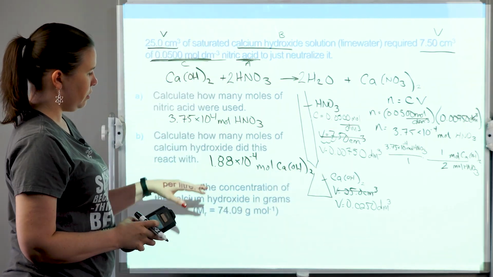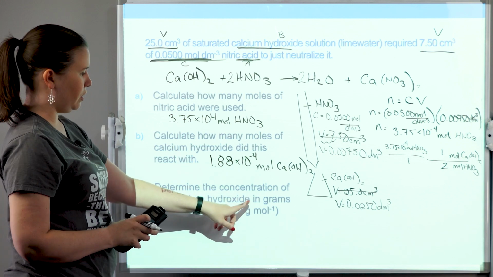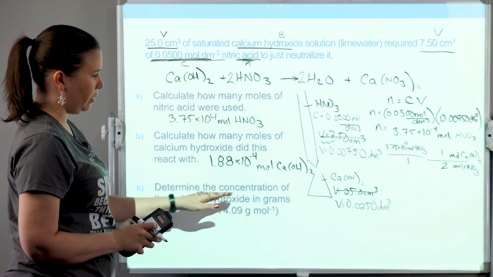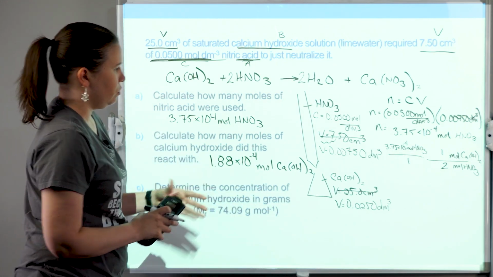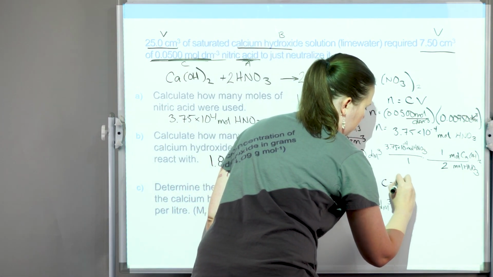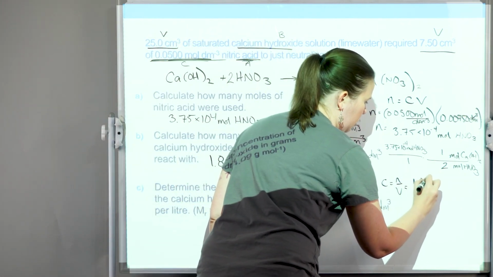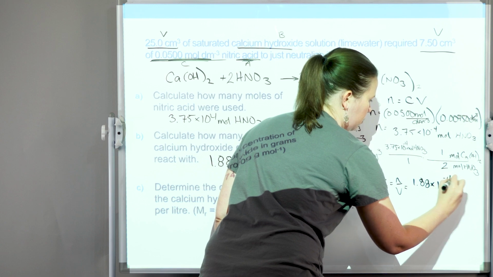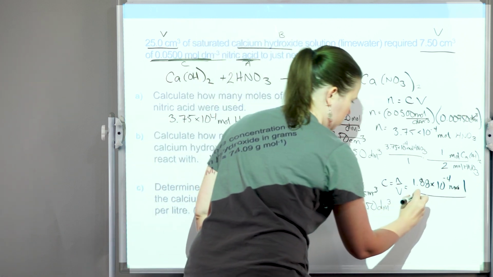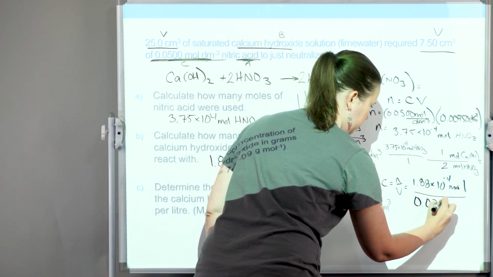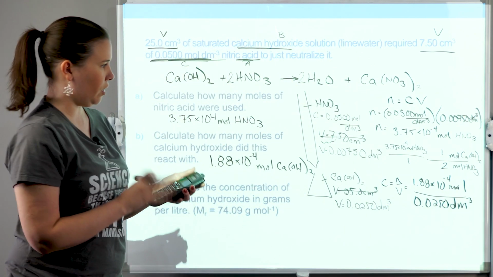All right, so now let's use this together to find the concentration of my calcium hydroxide. And it does ask for it in very specific units. So I'm going to go ahead and find my moles per decimeter cubed and then figure out how to convert it into grams per liter. So first, concentration is moles per volume. And the moles that we just found was the 1.88 times 10 to the negative fourth moles over the volume in decimeters cubed, 0.0250 decimeters cubed.